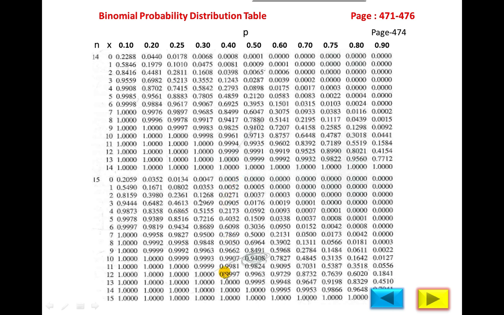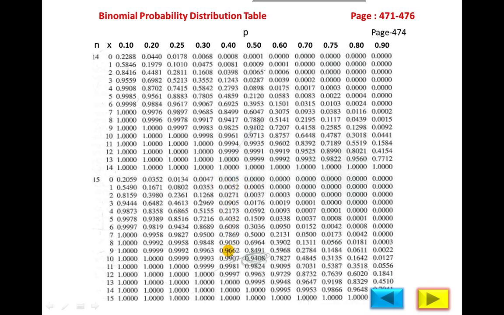So we will find the probability from this column. First we will select the table according to the value of n. There are different pages from 471 to 476. On page number 474, the value of n is given as 15. p 0.4 is given in this column. We will select this column for this question. And this is the probability of exactly x equal to 0. This is the most important thing. And this is the probability for x from 0 to 1, not only 1. The value is included in this value. This is the cumulative probability.